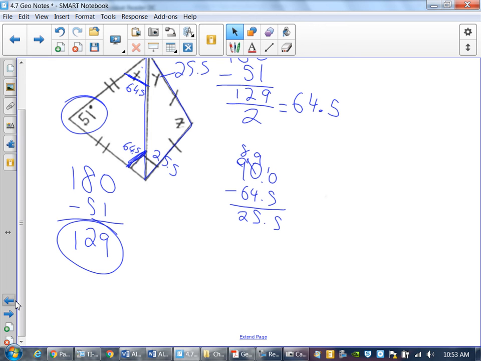What's that? Z was 129. The reason, again, remember, you've got base angles that are the same. They're both 25.5. If I add that together, I get 51. In a triangle, 180 degrees is the total, so I just subtract 51 from 180, and I get 129.